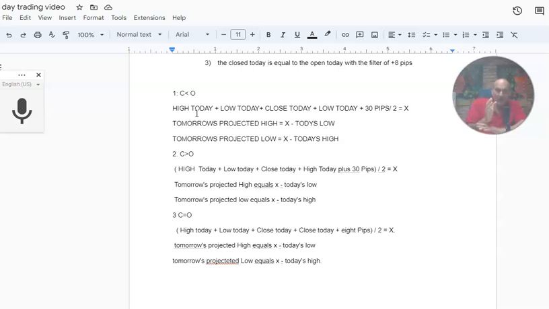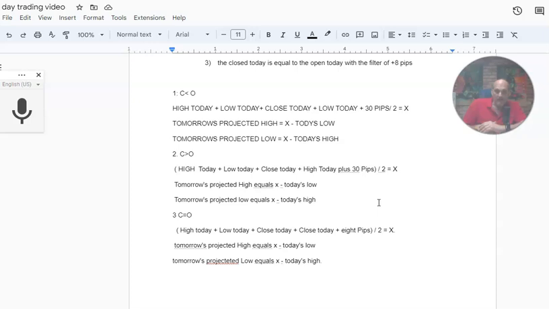So if today's close is less than the open, okay, if today's close is greater than the open, it's going to be the high today, plus the low today, plus the close today, plus the high today. So you notice, when the close is greater, we're basically taking the high twice. When the close is less than the open, we're taking the low twice into the formula. We're going to add 30 pips, divide by 2 gives us X. We get tomorrow's projected high equals X minus today's low. Tomorrow's projected low equals X minus today's high.